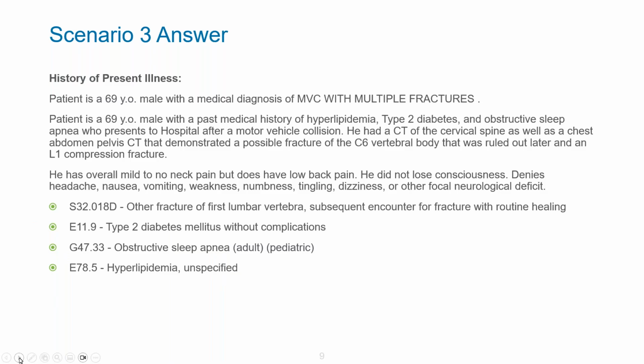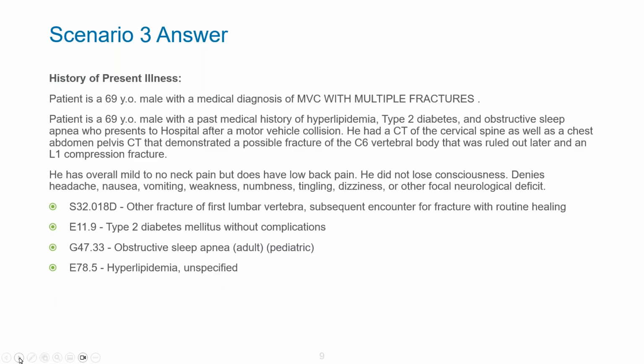And then we want to get our comorbidity conditions. So our diabetes, E11.9, our obstructive sleep apnea, G47.33, and then our hyperlipidemia, E78.5. Now, we said that the patient has some low back pain. Why did we not code that?